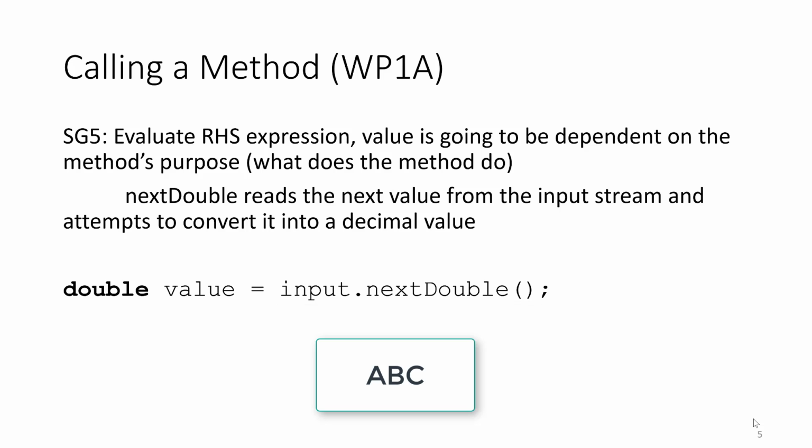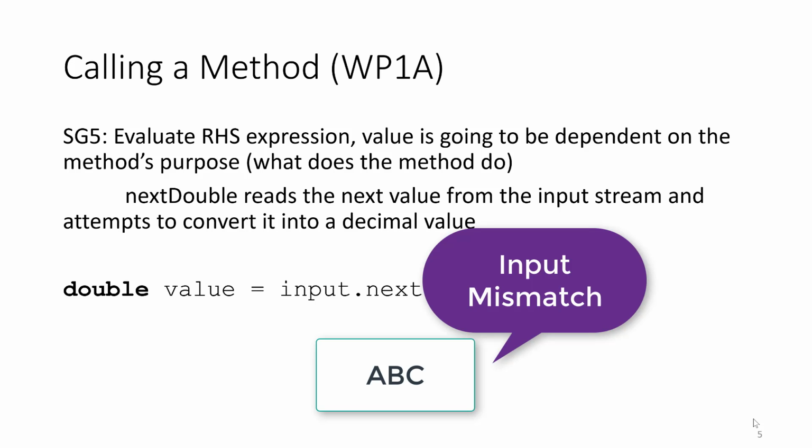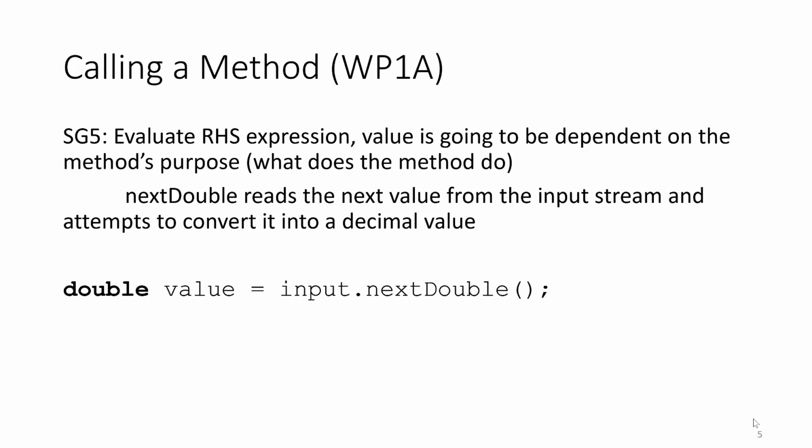If the user enters something that is not a double, the system will throw an exception, InputMismatchException, saying that the input received from the keyboard does not match the data type that I was expecting. This is how you would read a double from the keyboard into your program. That is the end of this worked example.